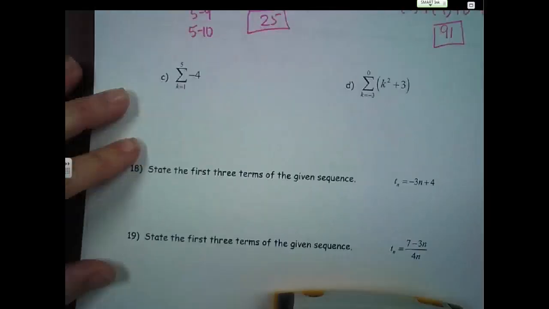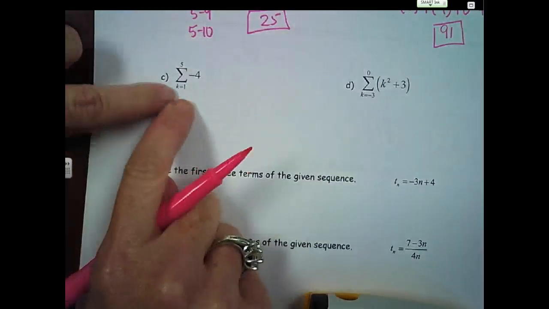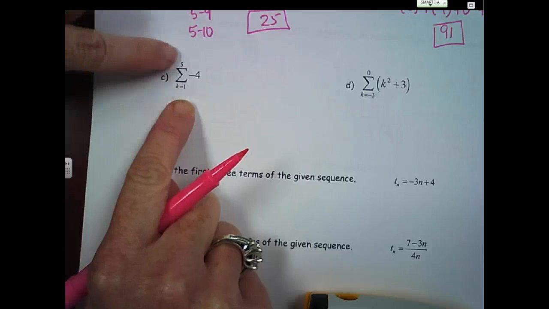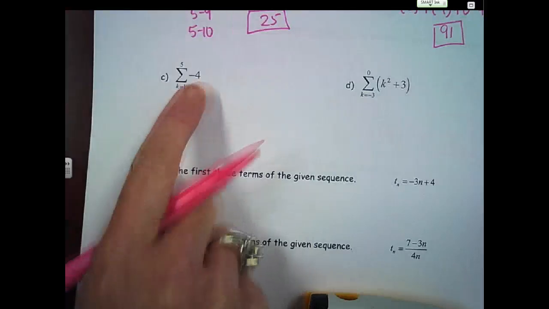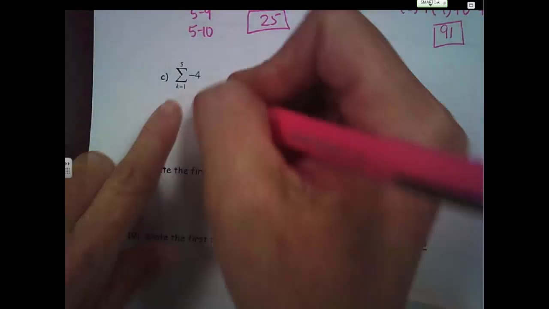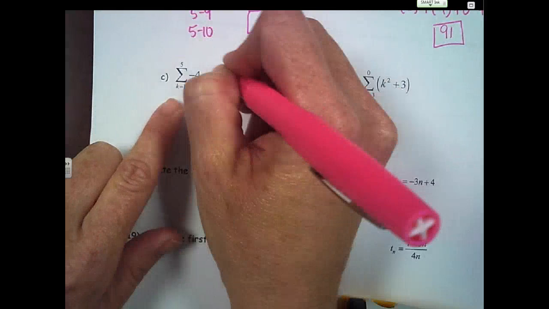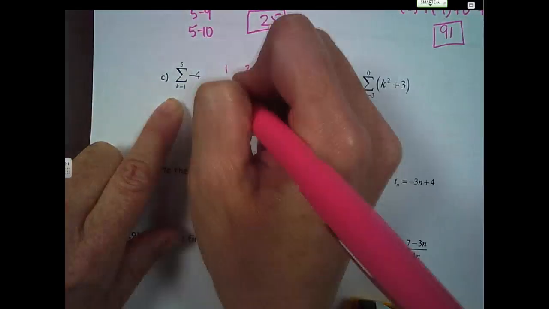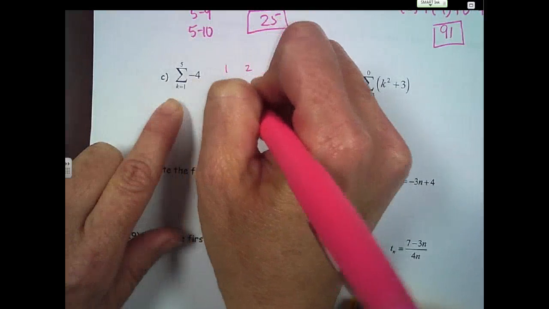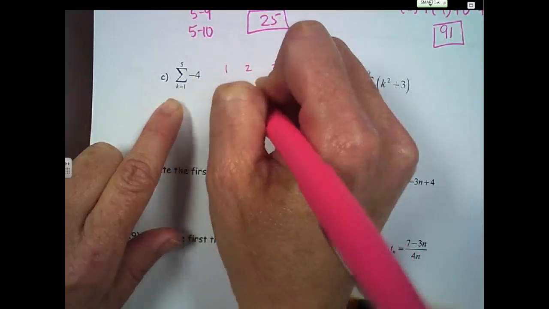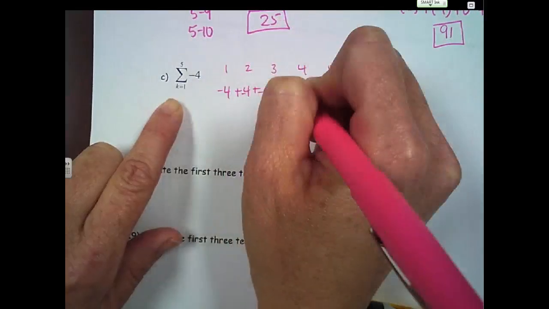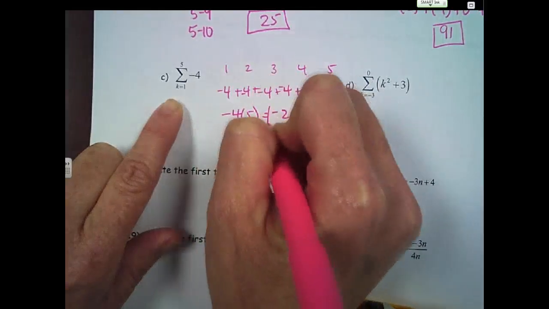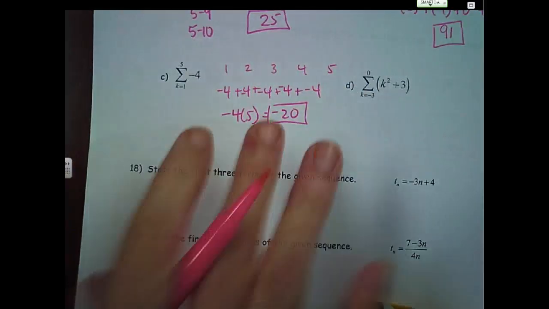Okay, C is a little weird. C is saying k is 1 through 5, right? So you're going to put in numbers 1 through 5, but there's no variable to plug them into. So all it's actually saying is you want negative 4 that many times. So I want it 1, 2, 3, 4, 5 times, right? So I want negative 4 five times. Or you can just do negative 4 times 5, which is negative 20. Okay, so that's how you do those.